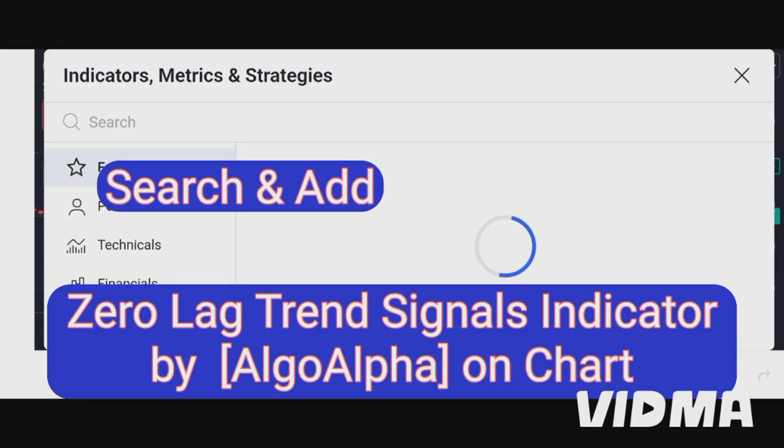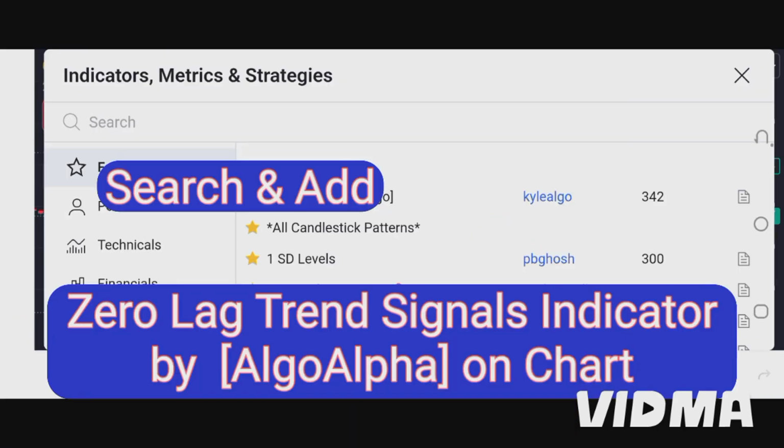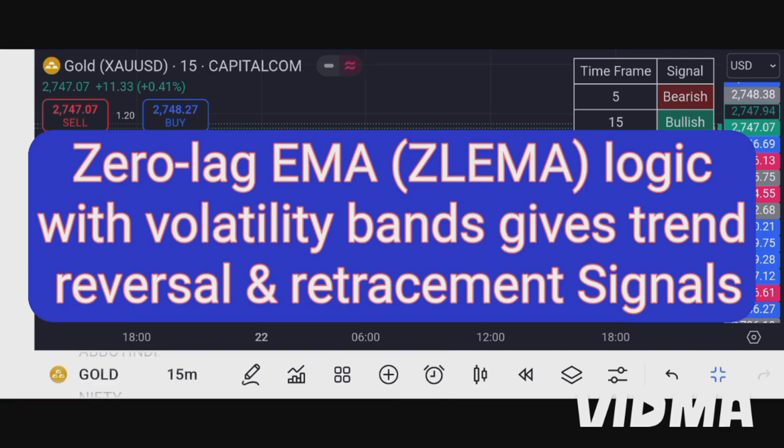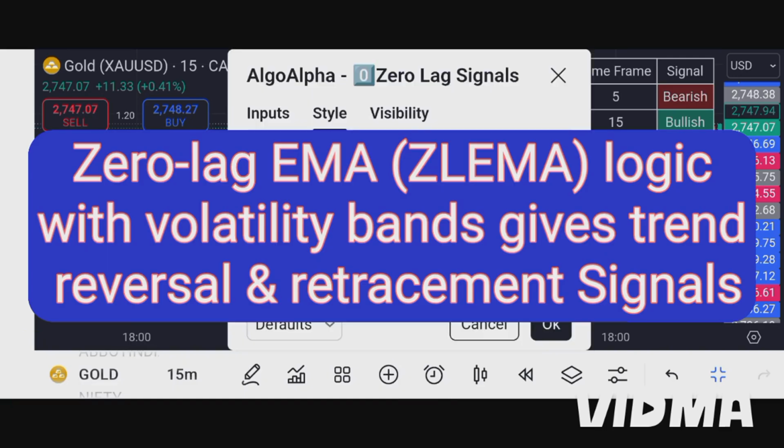Search and add the Zero-Lag Trend Signals indicator by AlgoAlpha on the chart. Symbol gold, time frame 5 minutes. Zero-lag EMA logic with volatility bands gives trend reversal and retracement signals.